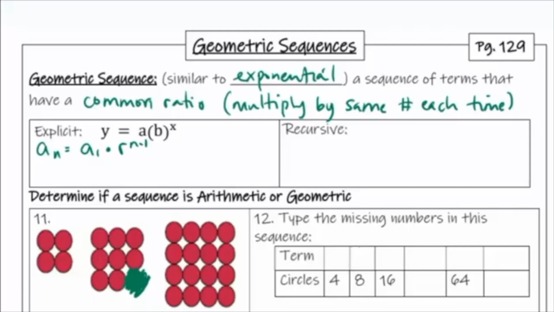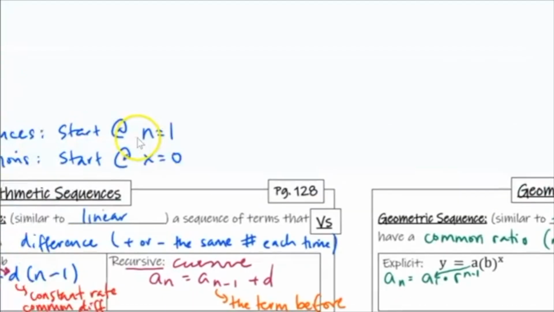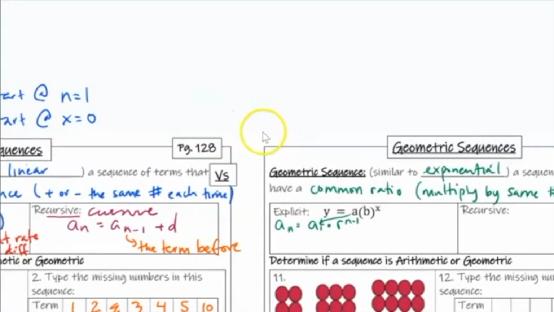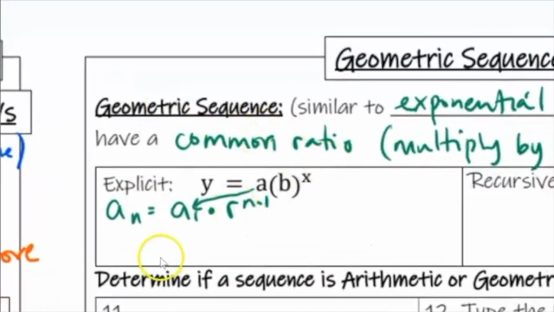Okay, so again, let's go over what everything means. Your a sub 1 is your first term. What is that similar to when you're looking at a function? It's similar to your start, because there's no plus c here, so this is your y-intercept, right? So again, in functions, we start at the y-intercept, but in sequences, we start at my first term, where n is equal to 1. All right, so that's that.